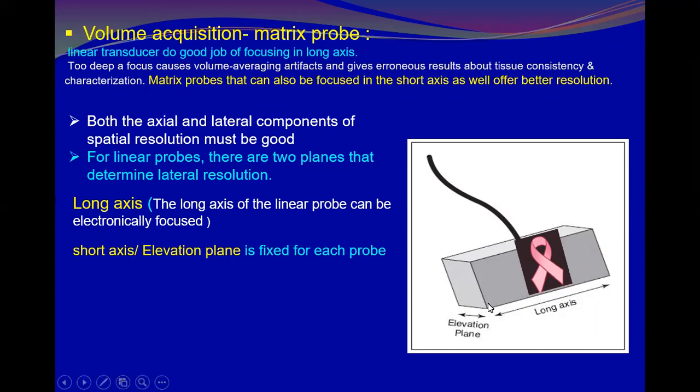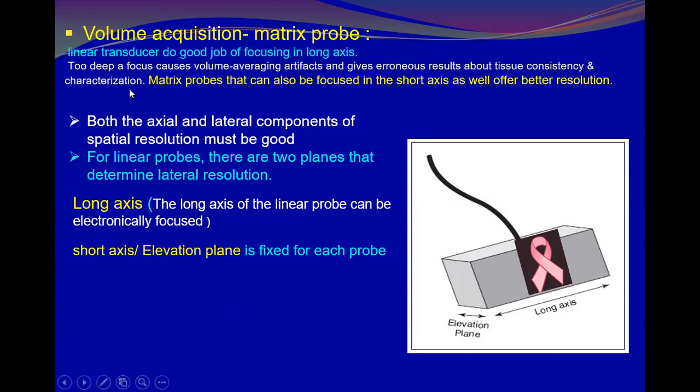Okay, so to understand something about the resolutions, especially the spatial resolutions of the transducer: we have the long axis and the short axis or elevation plane, okay? Usually the long axis can be electronically focused. However, the short axis is usually fixed for each probe, okay? And these are affecting the lateral resolutions.